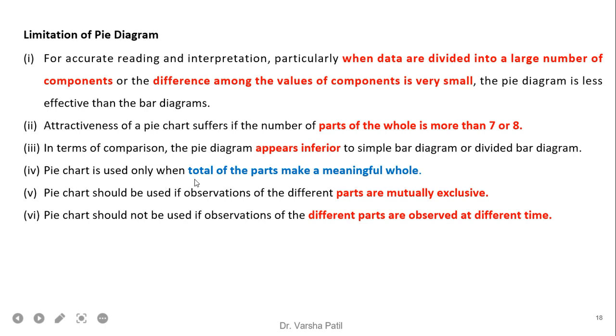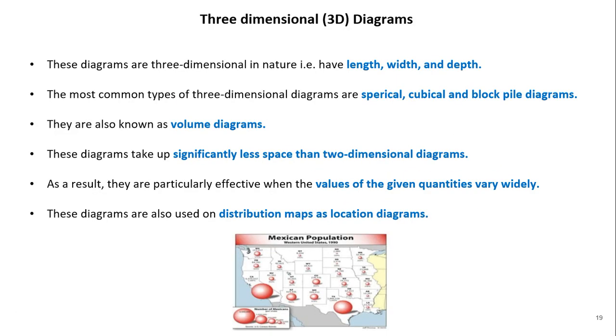A pie chart is used only when the total of the parts makes a meaningful whole. A pie chart should be used if the observations of the different parts are mutually exclusive. A pie chart should not be used if the observations of the different parts are observed at different times. So we can't take time-varying data, that is time series data, for the pie chart.